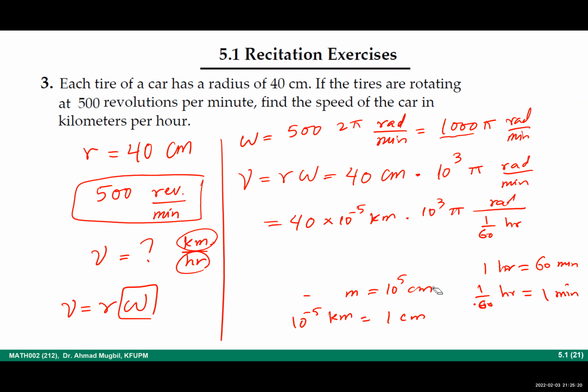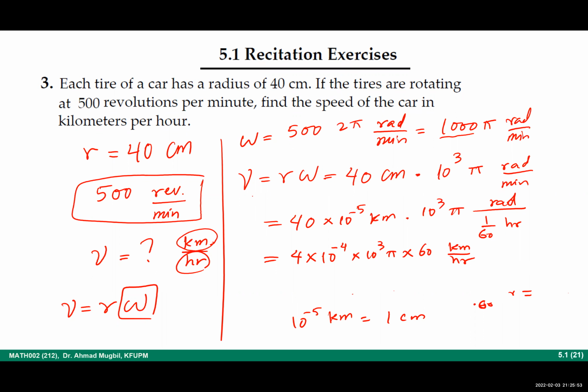Be careful when you work with units. Now what we will have here is 4 times 10 to the power negative 4, times 10 to the power 3 pi, times 1 over 60, and at the end kilometers per hour. As I told you, the radian, in the presence of units of length like kilometer or meter, has no job to do. We don't need to write it because this is speed, velocity, which is distance per time. We just use radian to indicate that it is in radians, not degrees.